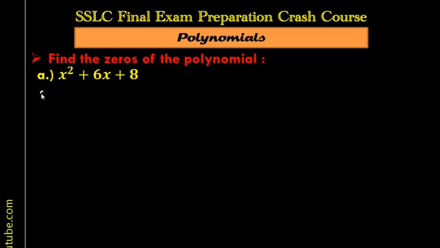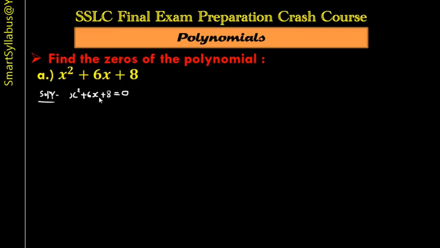So first write the solution. In the solution part, write down the equation first: x square plus 6x plus 8. This is the polynomial. Now we have to find the zeros of this, so take it equal to 0.